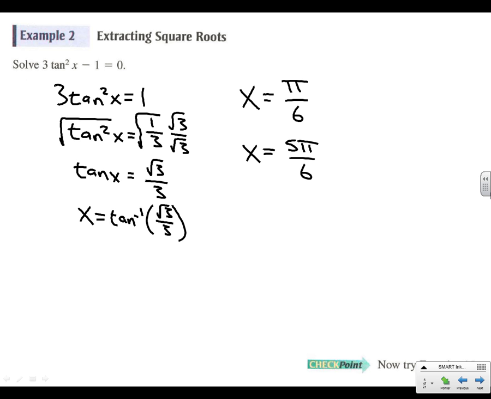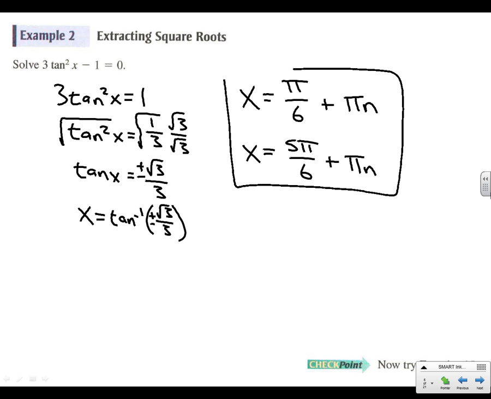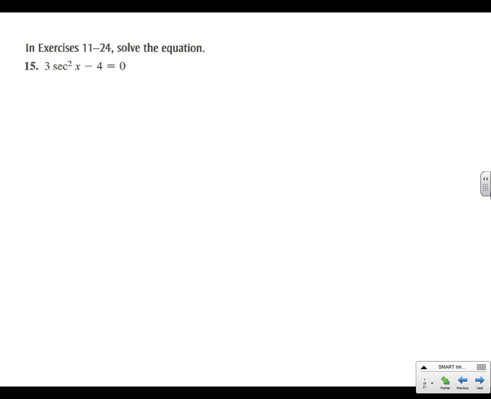Because when you square root, it's a plus or minus. Okay, so be careful with that. We're going to get two separate solutions here when we do a plus or minus. Okay, now be careful here. Not 2 pi, just pi n. Remember the period for tangent and cotangent is just 1 pi. Not 2 pi, just 1 pi for tangent and cotangent. All right? So really there's 4 places on the unit circle where the tangent is either positive or negative root 3 over 3. Your turn on 15.